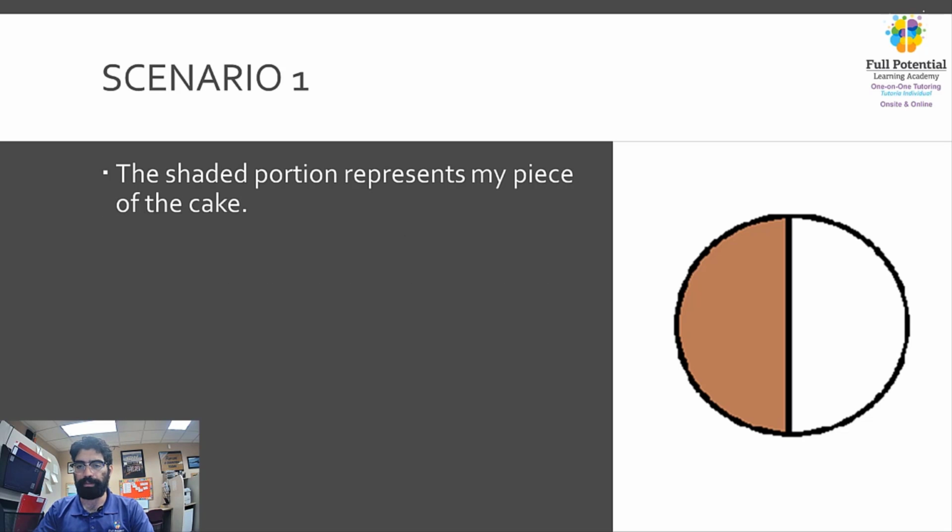For example, suppose I have one cake. If I were to share this cake equally with my sister, I would cut my cake into two pieces, because there are two of us.